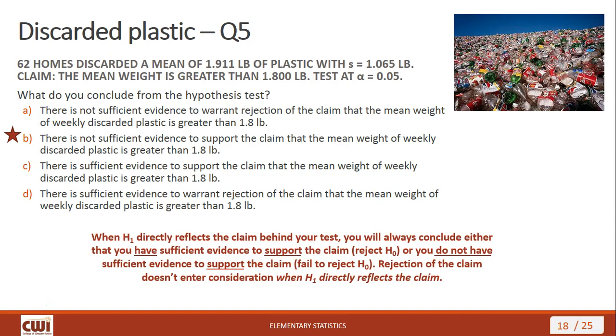So, when we have a one-tailed test, our alternative hypothesis will directly reflect the claim behind the test. And in that case, you always want to conclude that you have evidence to support the claim. You're talking about evidence to support the claim. Now, if you reject H0, you have sufficient evidence. If you fail to reject H0, you have insufficient evidence, or you do not have sufficient evidence.